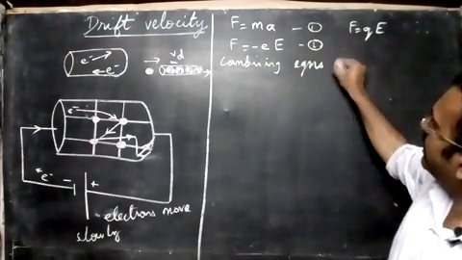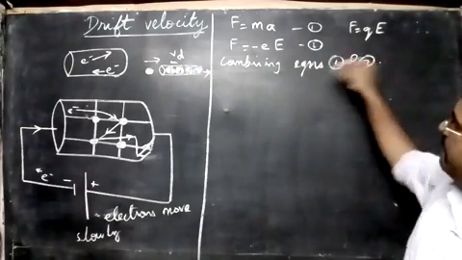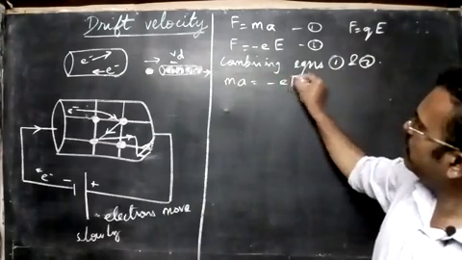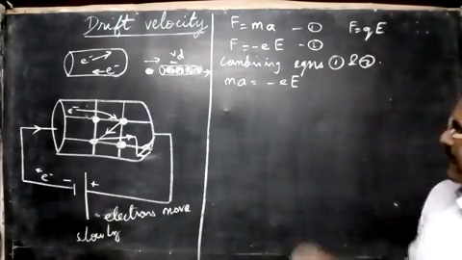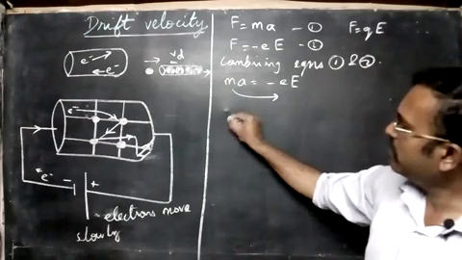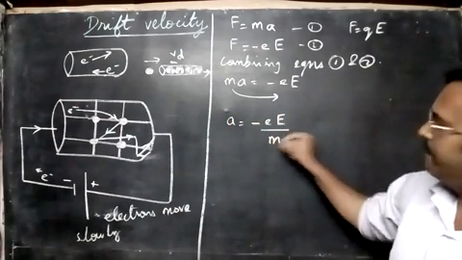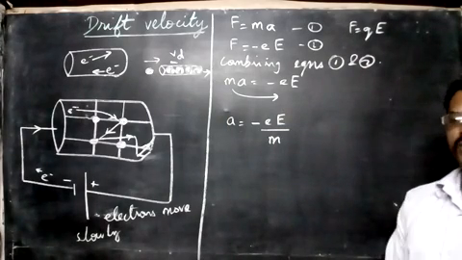Combining equations 1 and 2. So we combine these two, what happens? We get MA is equal to minus E into E. We want to find the acceleration, so bring the M down. So acceleration A is equal to minus E into capital E by M. This stands for the acceleration we get.